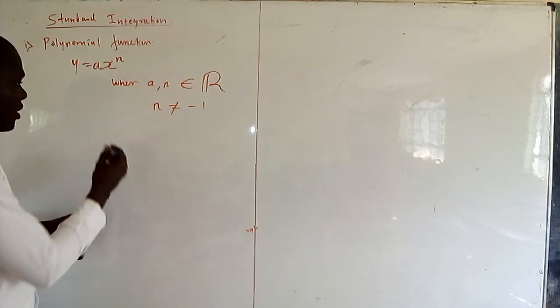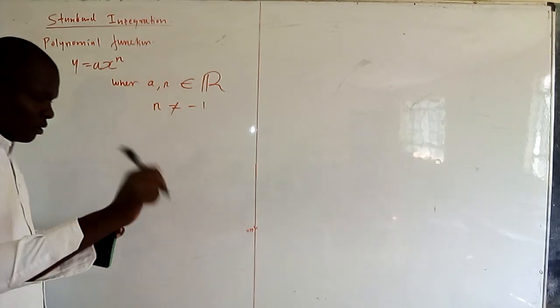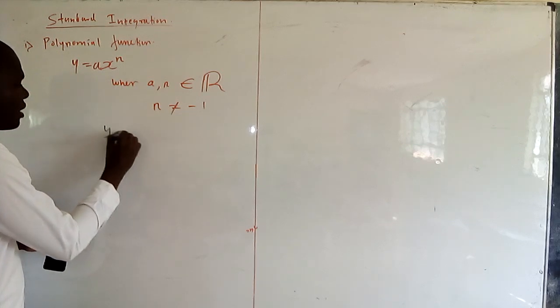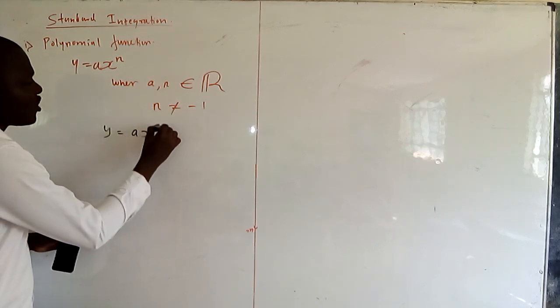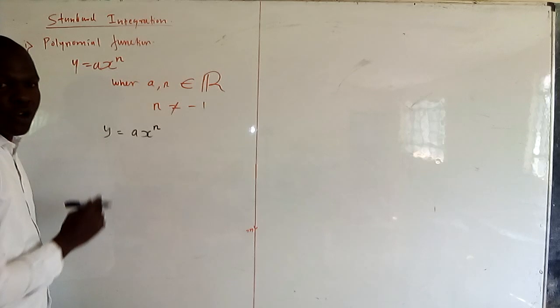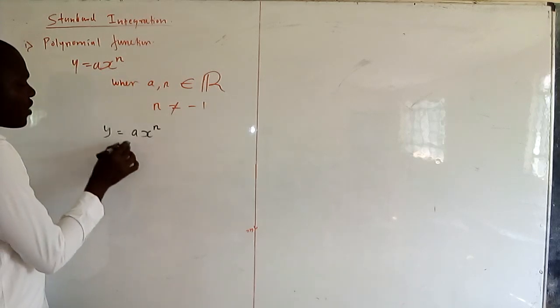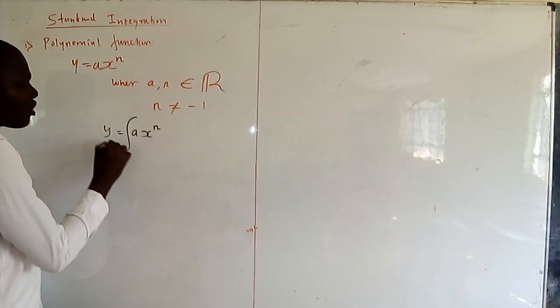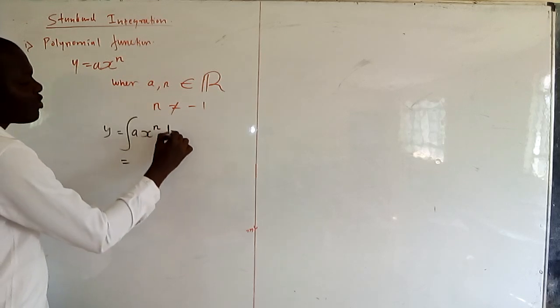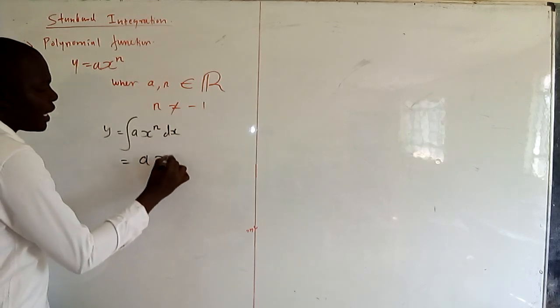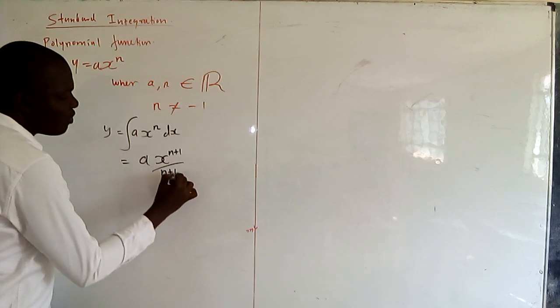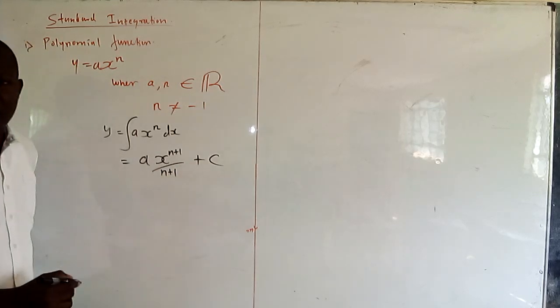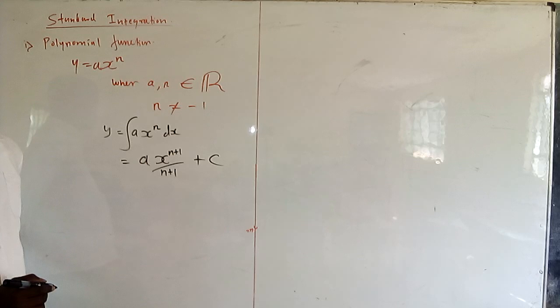So we have y, which I have kept for a long time without writing, as ax raised to power n. If you want to integrate this, what do you do? You integrate y. With respect to x, you get ax raised to power n plus 1 over n plus 1, plus an arbitrary integration constant. Are we together?